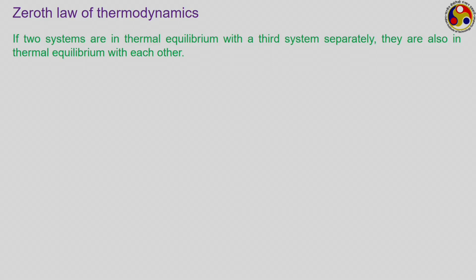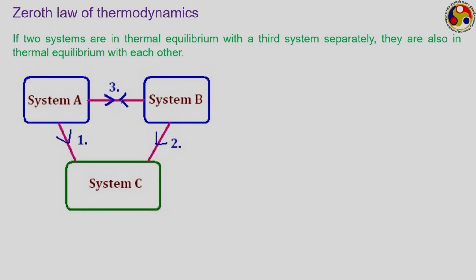First is the zeroth law, which says that if two systems are in thermal equilibrium with a third system separately, they are also in thermal equilibrium with each other. Like shown here, system A and system B are in thermal equilibrium, system A and system C are in thermal equilibrium with each other, and therefore system A and C are not having any heat transfer between them. Similarly, system B and system C are also in thermal equilibrium with each other, and therefore they are also not having any heat transfer between them. Then system A and system B are also in thermal equilibrium with each other, and if we take system A and system B in contact with each other, then they are not going to have any kind of heat transfer.